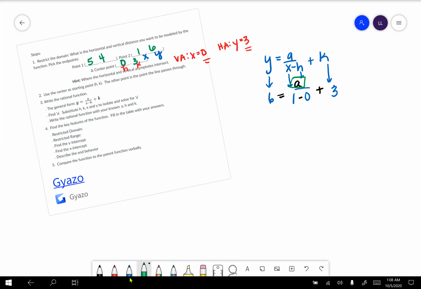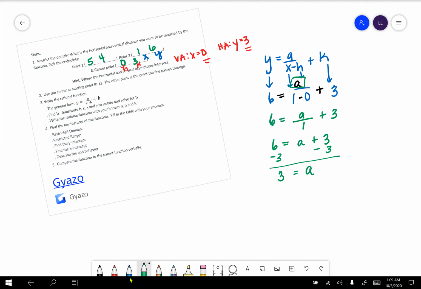All right, so let's take our time. So 6 is equal to a over 1 minus 0, which is 1, plus 3. What's a divided by 1? That's a. I'm just using the order of operations here. I started with the denominator and subtracted. And a over 1, any number over 1, is itself. So now I'm going to isolate a by subtracting 3. The 3's cancel, so a is equal to 3.